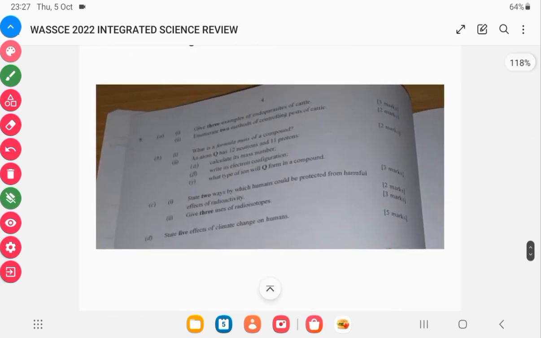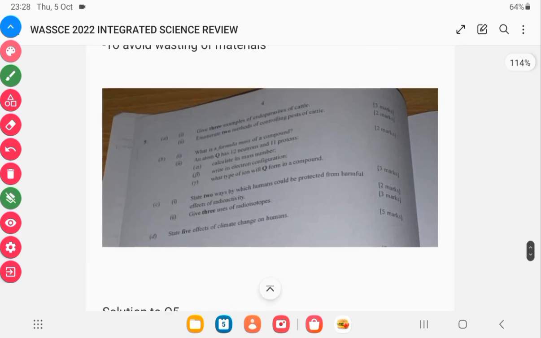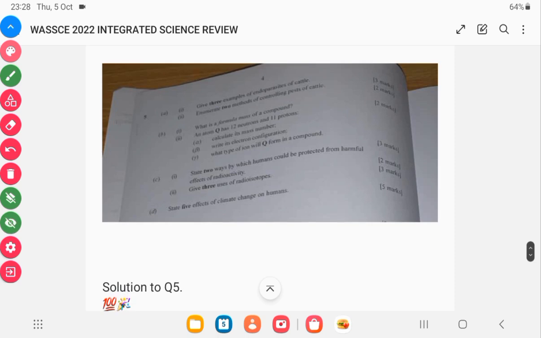Then for question 5, which also had to do with cattle as well, which you had in the practical. Then 5B also has to do with compounds, electron configuration, mass number, which is also a topic that you need to really give attention to when preparing for your exam. And the C part had to do with radioactivity, and the last part had to do with climate change.